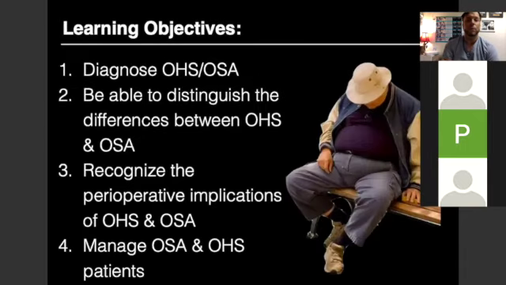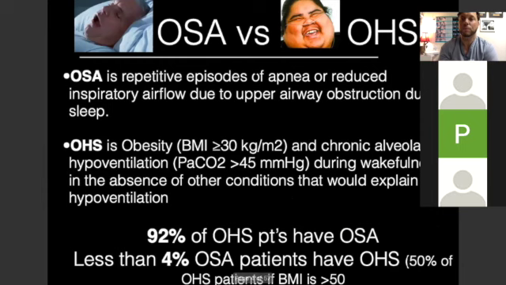So we're going to talk about how, when a patient's in front of you, you know if they have obesity hypoventilation syndrome or potentially have OSA or are at risk for OSA. Want to look at the difference between these two conditions. And we want to say, how does this affect us as anesthesiologists? And then how do we manage the patients?